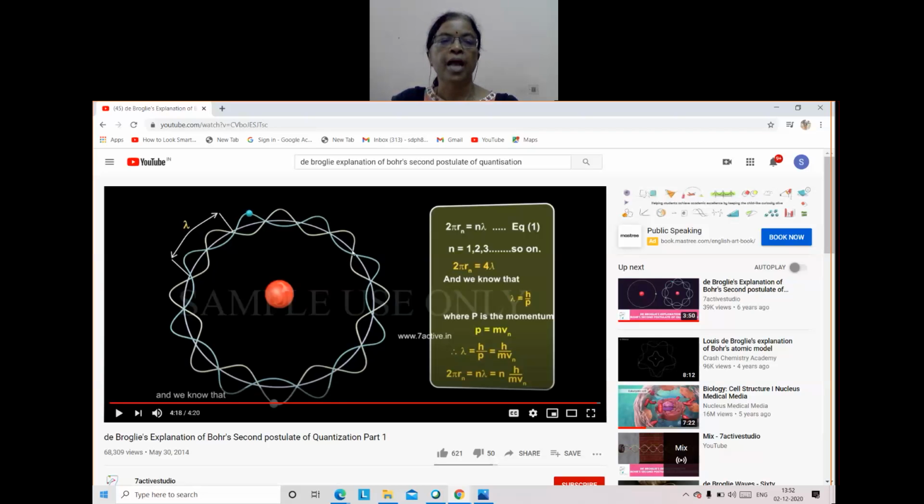And when it moves, see, the length is fixed. The circumference is fixed, that is 2 pi r. When it moves around the nucleus in the circular orbit, it moves in the form of waves. And these are standing waves that are formed. Standing waves will have nodes. Nodes mean no vibration here, and then nodes, antinodes, like that.